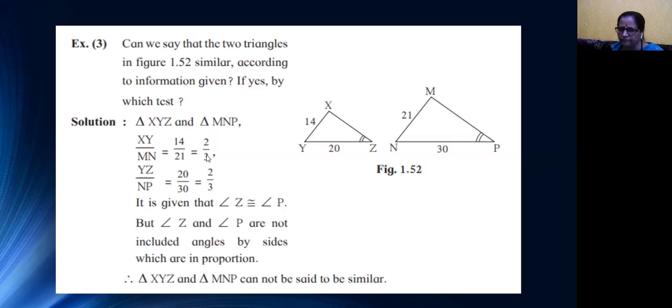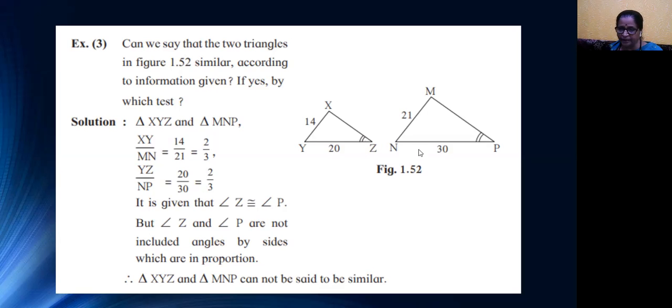These values are the same, but for the angle, it is given in this example that angle Z is congruent to angle P. But for the test, we require the angle included between the two proportional sides, so angle Y must be congruent to angle N. Only then can we say the triangles are similar. But angles Y and N are not given in this example.